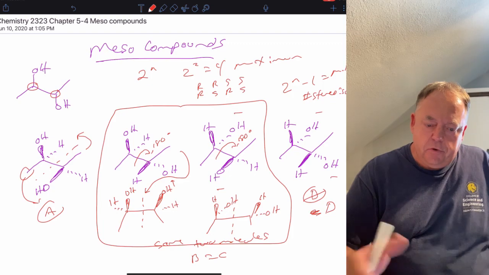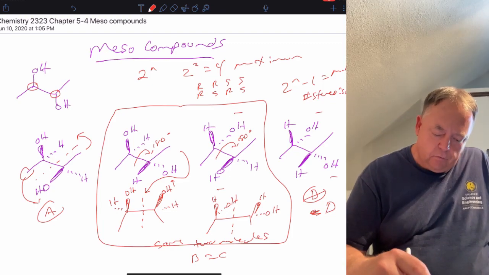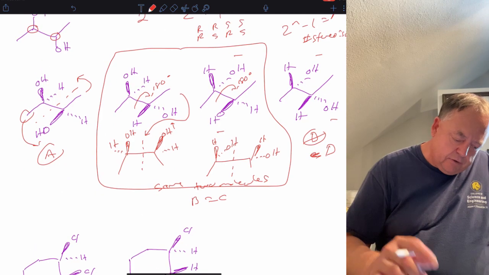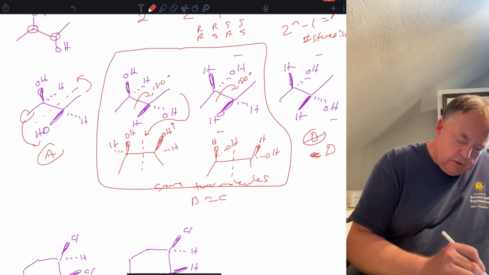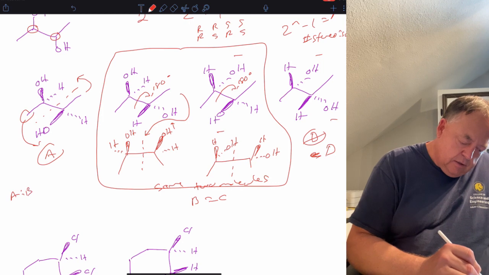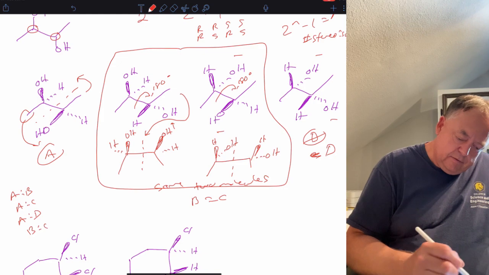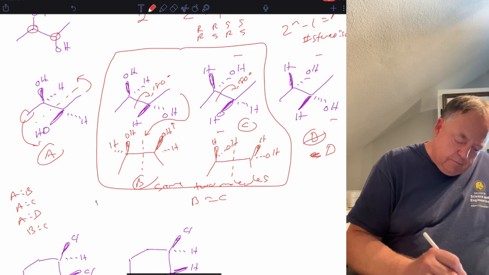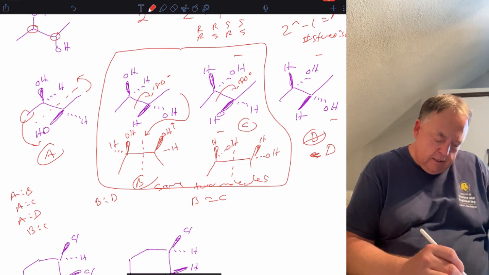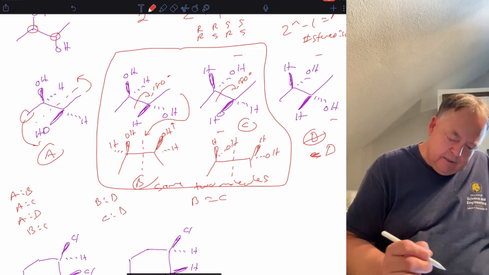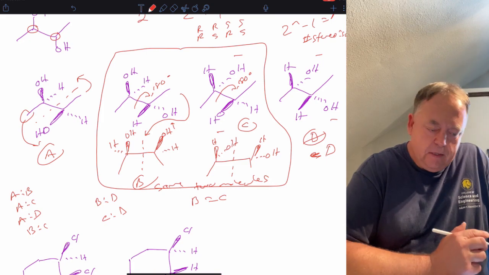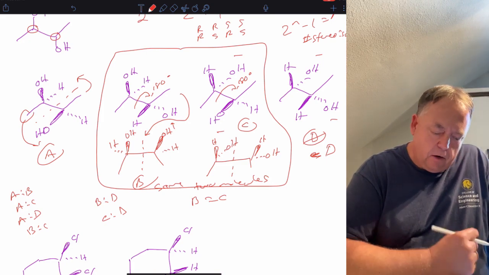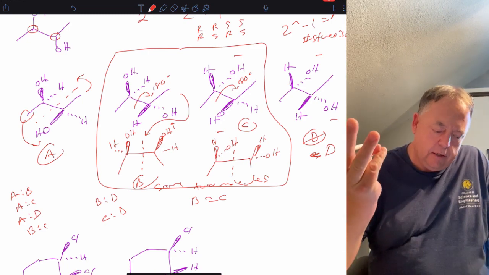Okay, so how to recognize meso compounds. Let's look at some other molecules, but let's say a little bit more about this right quick. So if we compare the relationships, A to B, A to C, A to D, B to C, B to D, and C to D, those are the possible relationships, right? So what are A and B compared to each other? Are they enantiomers, diastereomers, or the same molecule?